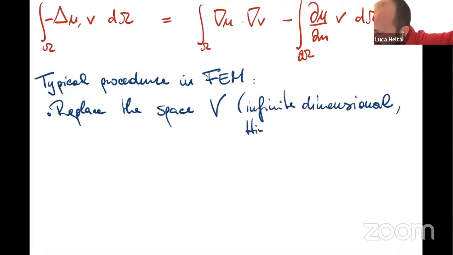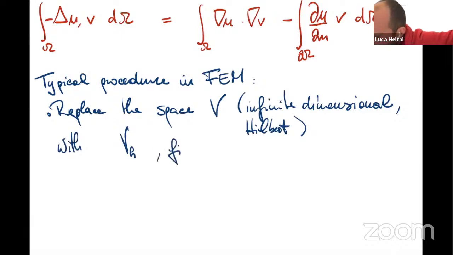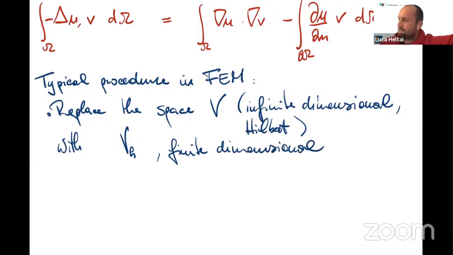and Hilbert with VH, and this is a VH which is finite dimensional. Okay. And included, or it's a subspace of capital V.